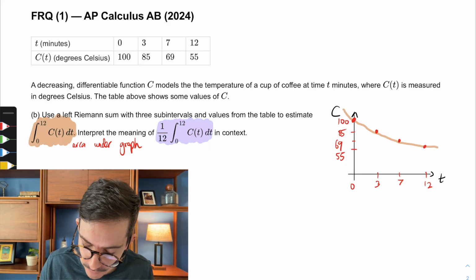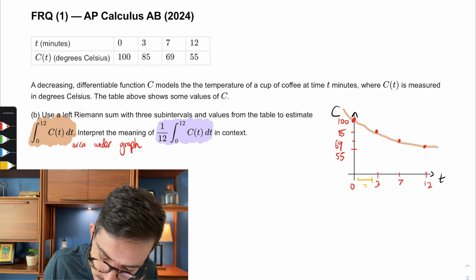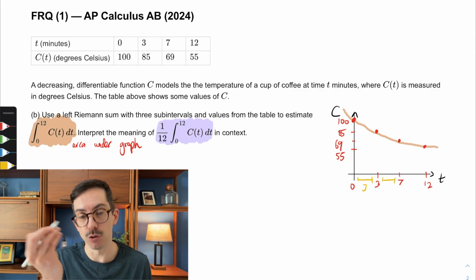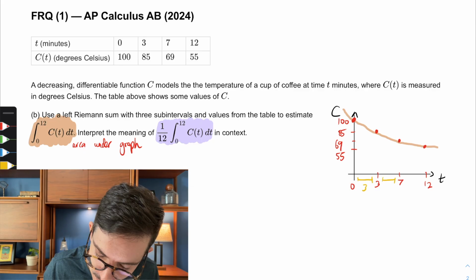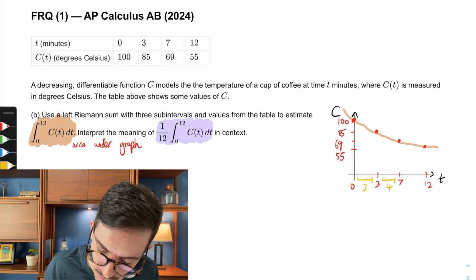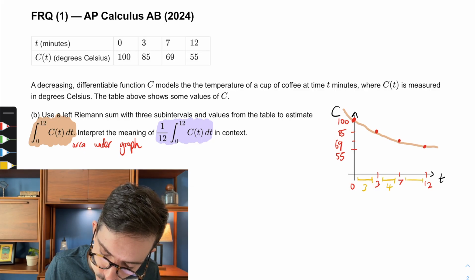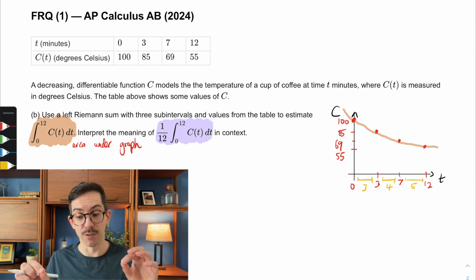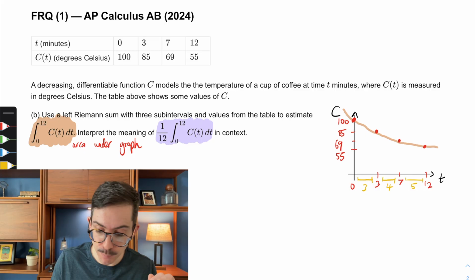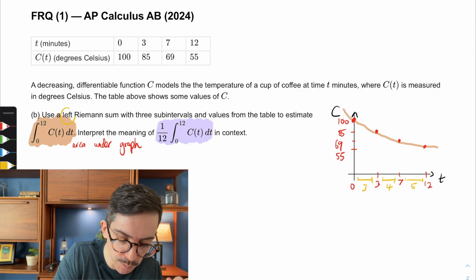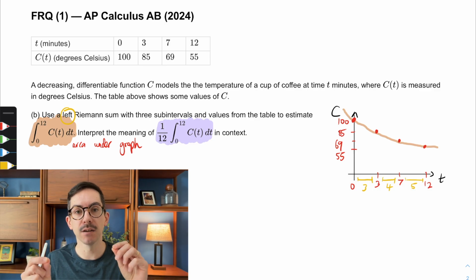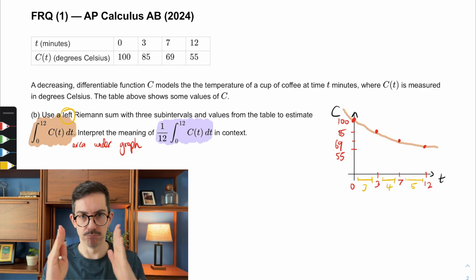So I have these bases given to me by the t values of my data points. That has base 3. 3 up to 7 is 4, and 7 up to 12 is 5. Those are going to give me the bases of my rectangles. And then importantly, notice we were told we're working with a left Riemann sum. So to figure out the height of each rectangle, I'm going to use the left-hand endpoint of each base.